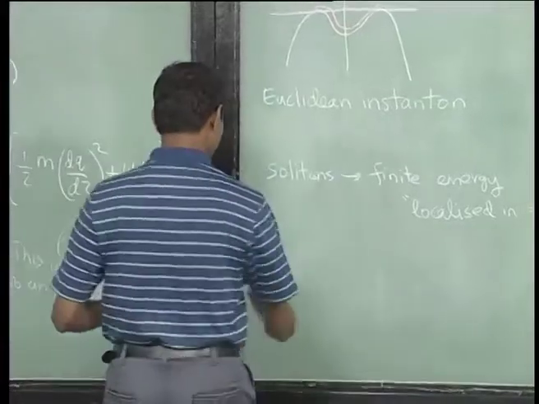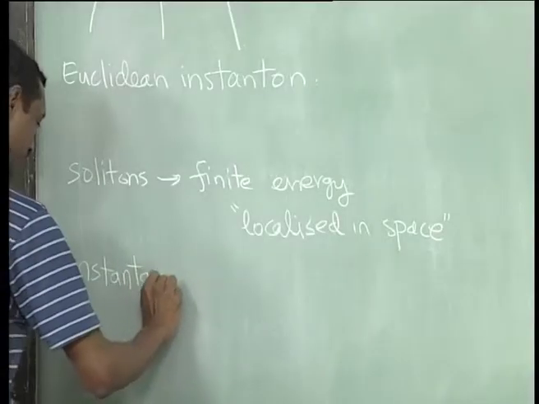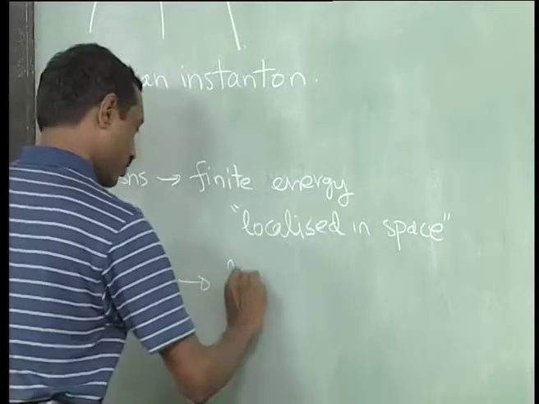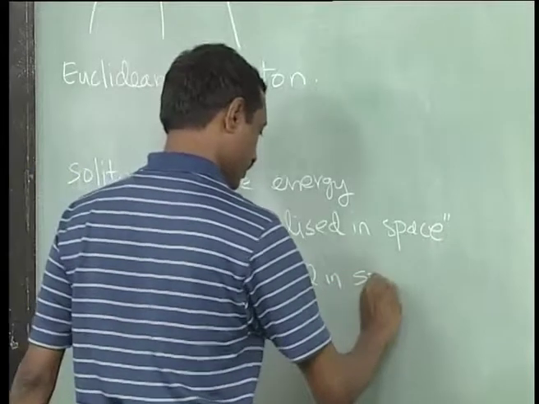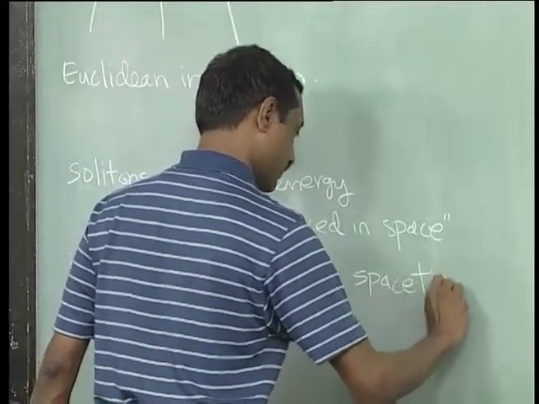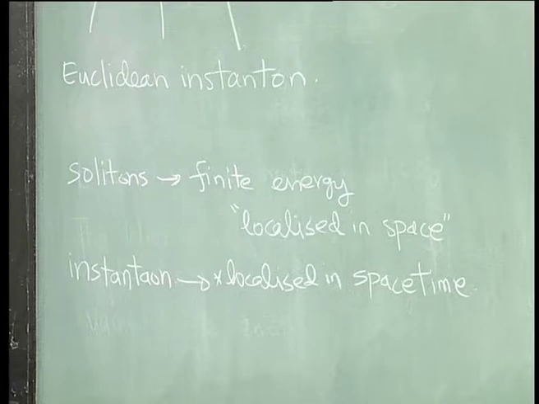So an instanton is localized in space time, and if you want to think completely in space time, instead of looking for finite energy, you will look for finite action, which after you Wick rotate will become finite energy in some sense.